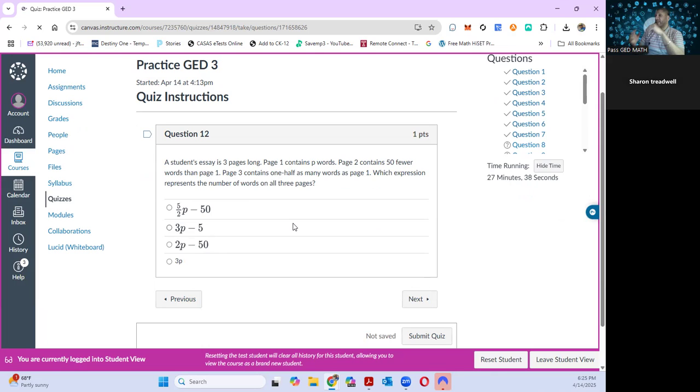A student essay is 3 pages long. Page one contains p words. Page two contains 50 fewer words than page one. Page three contains one half as many words as page one. Which expression represents the number of words in all 3 pages?